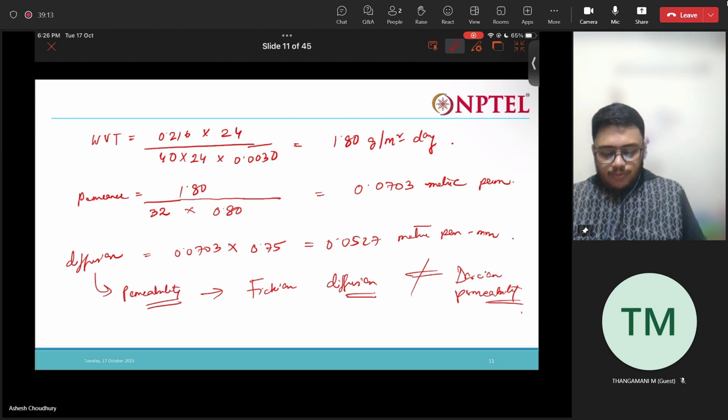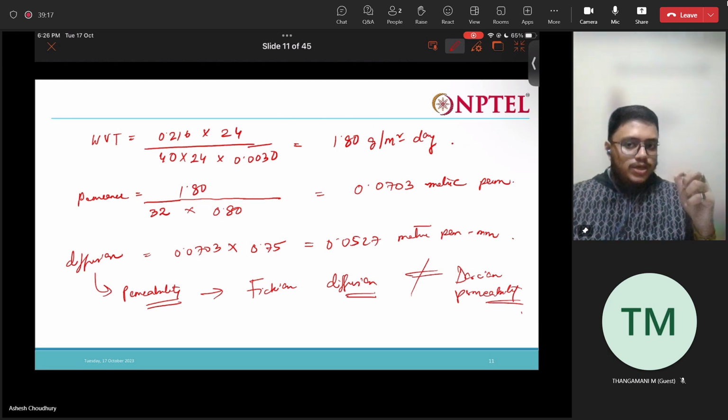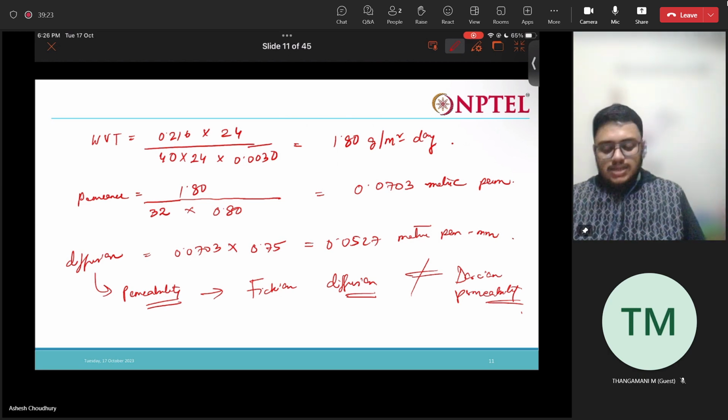For that, what we generally do is manipulate the units, to actually come to the Darcian permeability. Let us see how to do that.